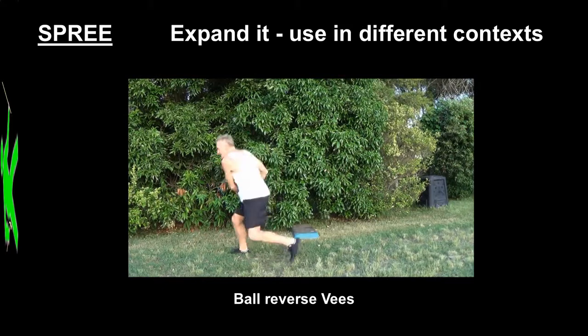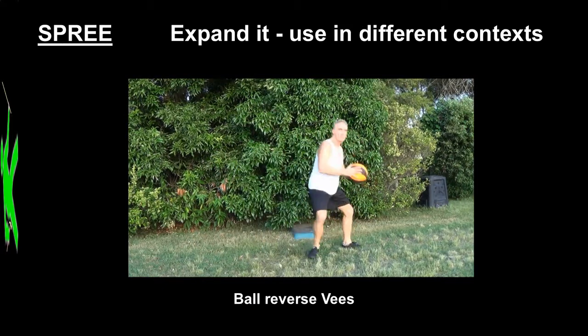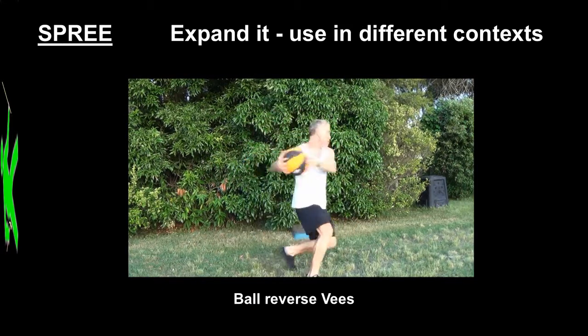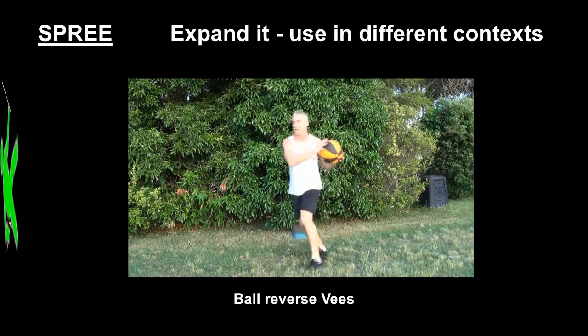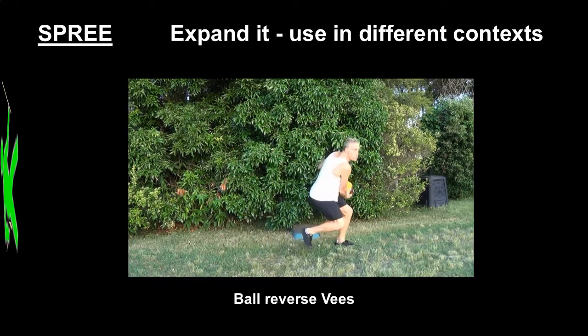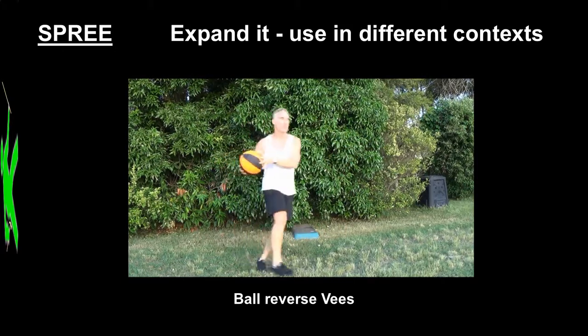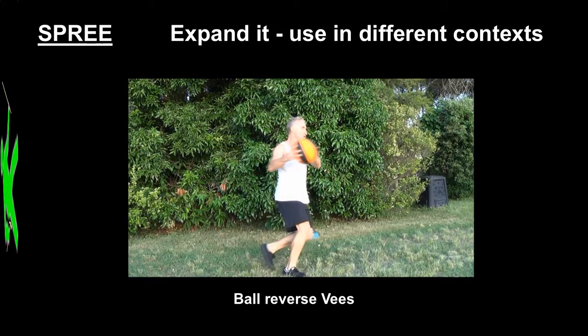This exercise is called ball reverse V's. And the V shape comes from stepping forward. That's the point of the V, and then the arms going to the left and to the right. Now as you work through, there's a timing thing here, and the timing goes step 1, 2, step 1, 2, step 1, 2, step 1, 2. And that's what you go through with your client.